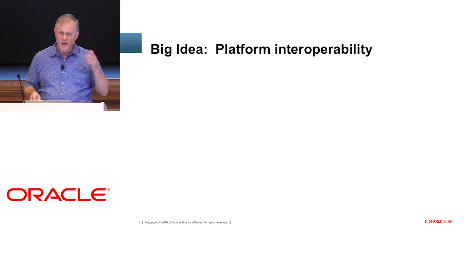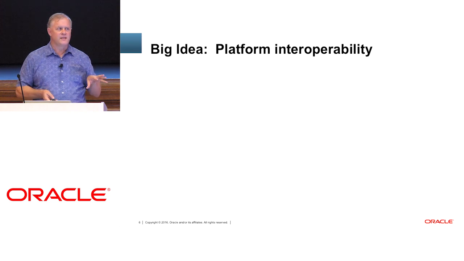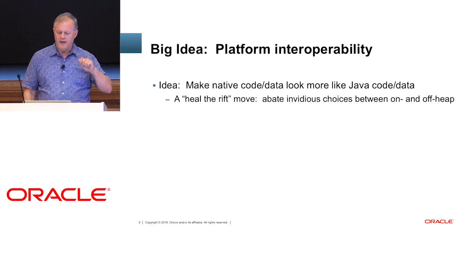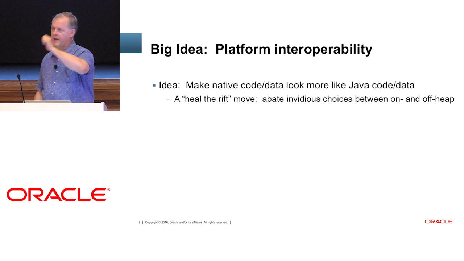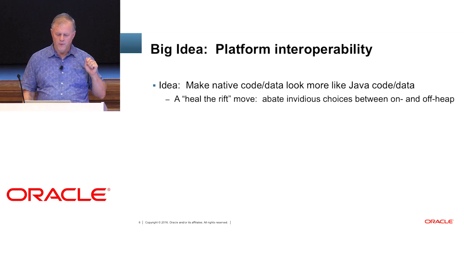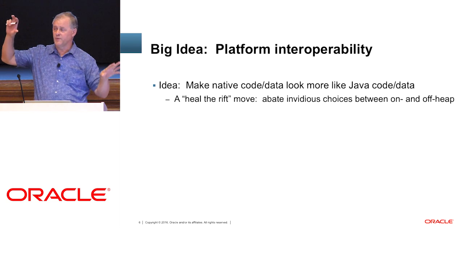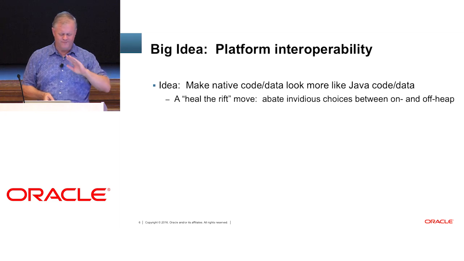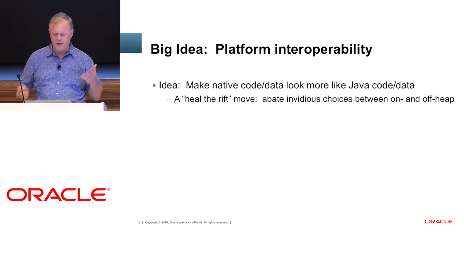These are my predictions. Now, let me give you some big ideas that implement these predictions in a promising way. Interoperability. Let's make native code and data look more like managed code and data. This is one of many unifying, or heal the rift, or caulking over the cracks, as I think Brian said it, where we take things that didn't look like each other before, so they had to be managed with separate tactics, and we make them be more like each other. How do we heal the rift between managed and unmanaged data?